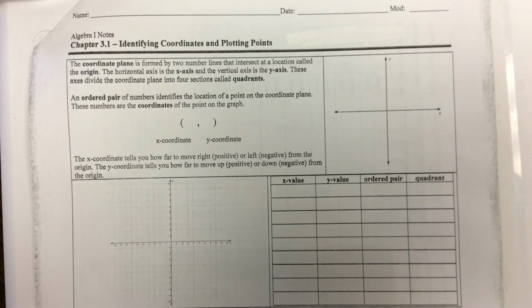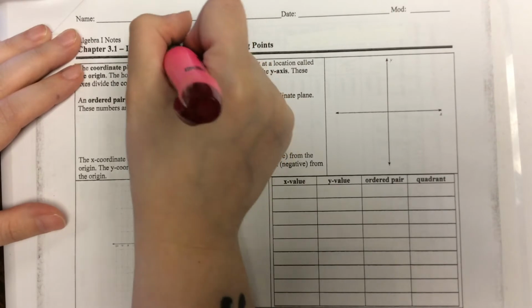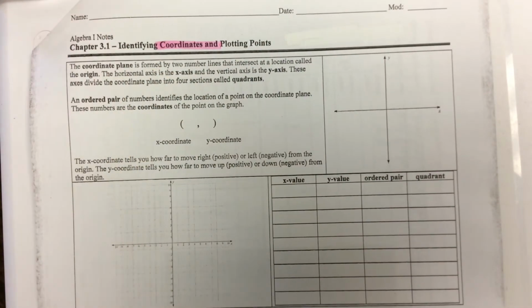Welcome to Chapter 3, and in Lesson 1 we're going to start off by reviewing something that many of you are probably used to by now called the coordinate plane. What the coordinate plane is, is a plane that is formed by two number lines. So we'll have an x-axis and a y-axis, and they intersect.